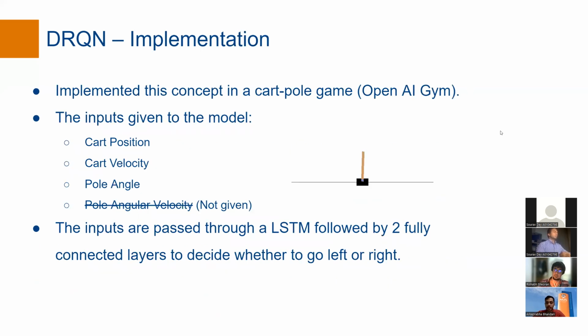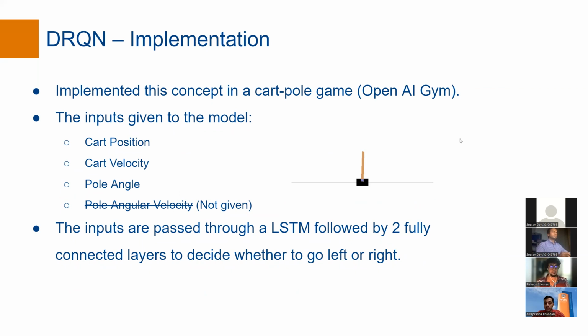The DRQN implementation that we have made is slightly different from what the authors did. We have used a simpler version of the game. To simulate this environment, we use the OpenAI Gym CartPole game. In this game, the inputs are the cart position, cart velocity, pole angle, and the pole angular velocity. The pole angular velocity is not given to the model as an input, in this case to simulate partial observability.